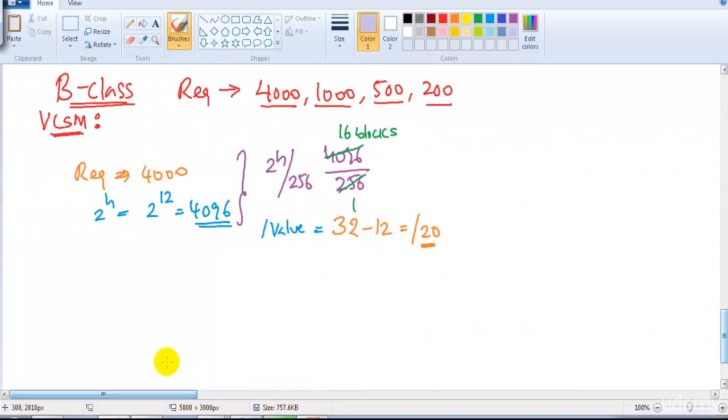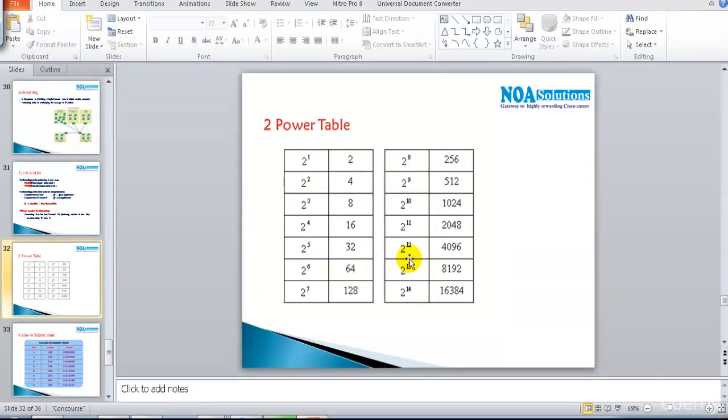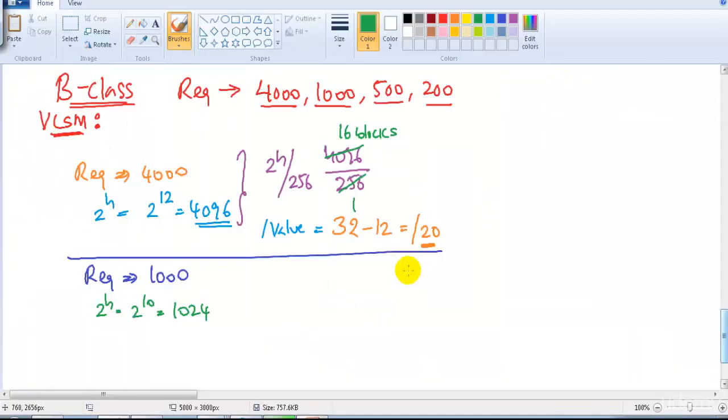Now, in a similar way we need to do the same thing in the remaining examples also. Let's take the next requirement. My next requirement is how much? It's 1000. The nearest possible value which satisfies my condition is 2 to the power of 10. 1024 will be the possible size. If you check the 2-power table, 1024 is the nearest possible size. So I'm going to take 2 to the power of 10, which means my host bits are equal to 10.